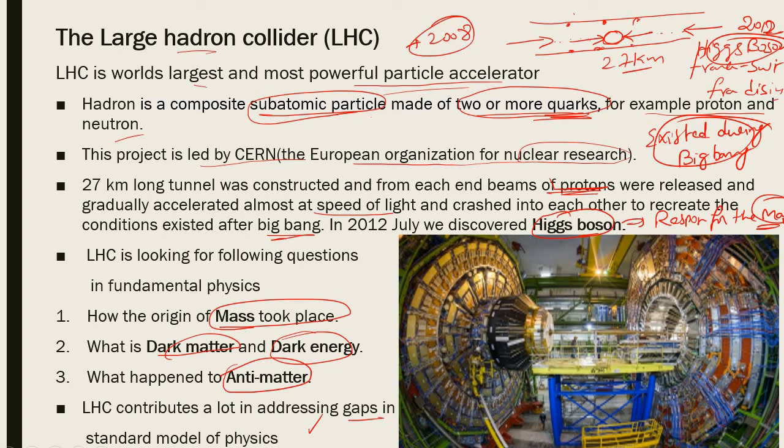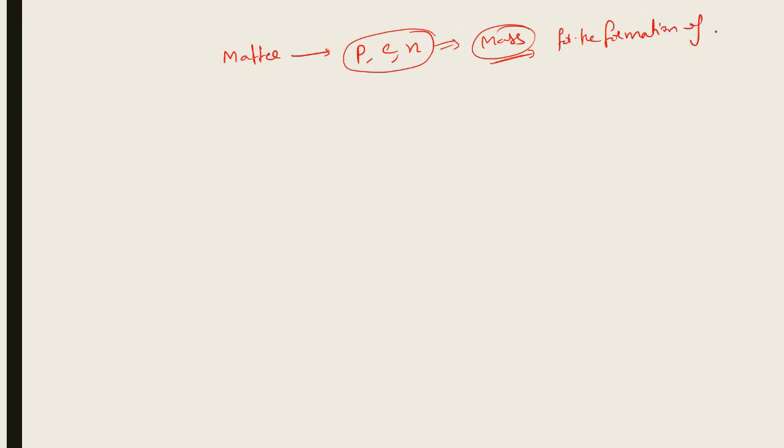Okay, so how did the origin of mass take place? See, the universe is made up of matter, and matter is made up of particles like proton, electron, neutron. The common thing for all these is mass. If mass is there, then there should be a mechanism for the formation of mass. So to explain the concept of mass, they used the concept of the Higgs boson.